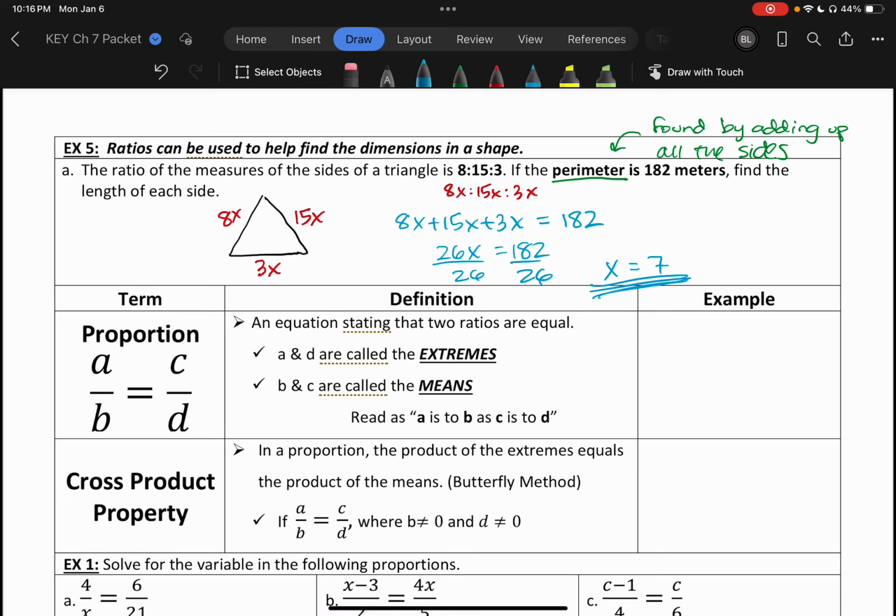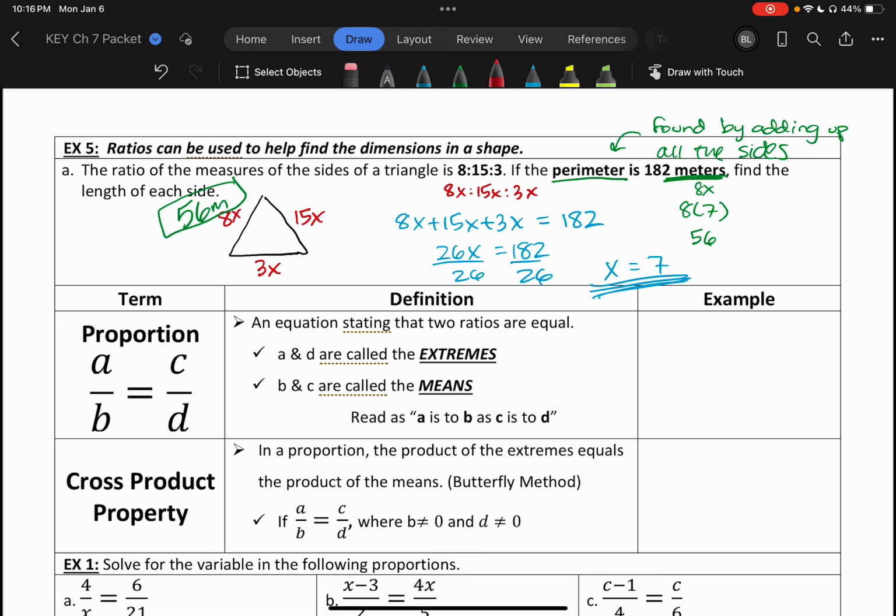And so now it said find the length of each side. So if I want to find the length of each side, one of those sides was 8x. Well, 8x would be 8 times 7, which is, let me do this actually vertically, 8 times 7, which would be 56. So one of these sides is 56, and the units that they told us here is meters. So 56 meters. That's the length of one side.